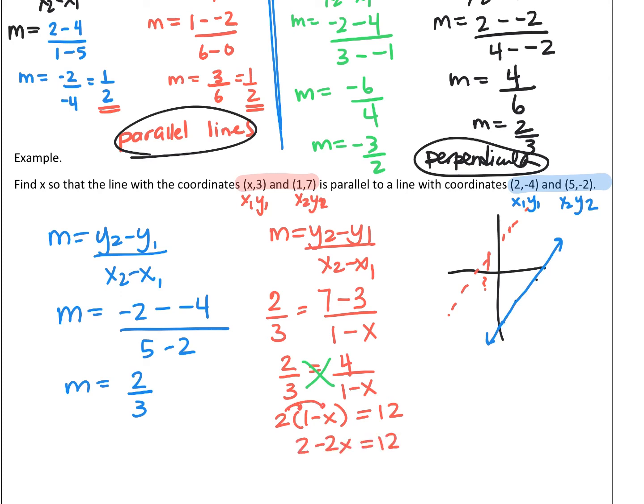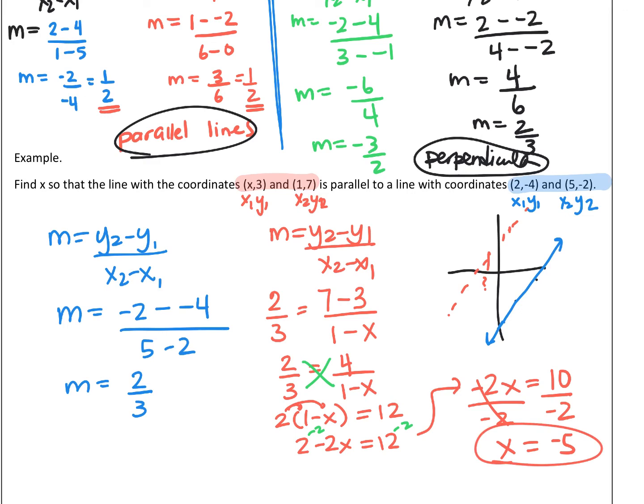I've run myself out of room here. I need to subtract 2 from both sides. So I'm just going to go over here. So I end up with negative 2x equals 12 minus 2 is 10 over negative 2. So I get x is equal to negative 5. Now if I look at my picture, that seems like it might be reasonable. I mean, this was just a sketch, but it is on the negative side of here. So this value right here is negative 5.